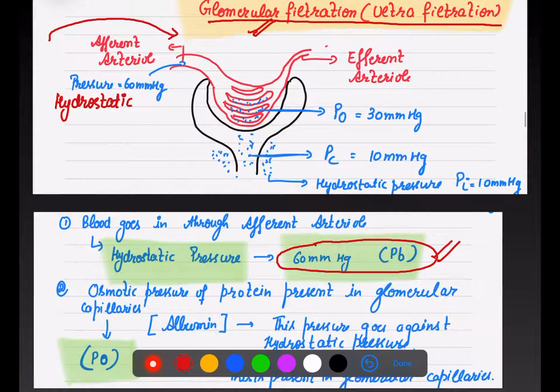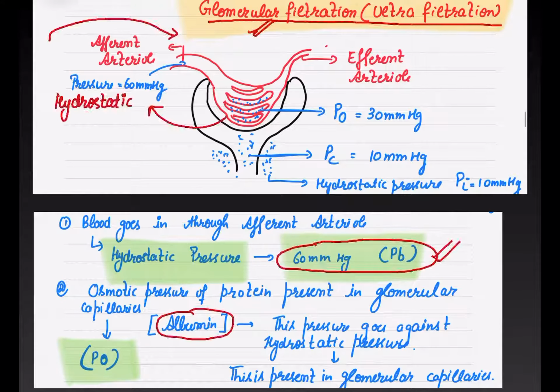Now it moves to the capillary bed. There is also fluid present in these capillaries, which also puts some pressure, so that will be osmotic pressure. Because this capillary bed has blood, and this blood has proteins, there is the osmotic pressure of the proteins present in the glomerular capillaries. Basically the albumin puts up this osmotic pressure in the glomerular capillaries. This pressure goes against the hydrostatic pressure; this is the counter force.